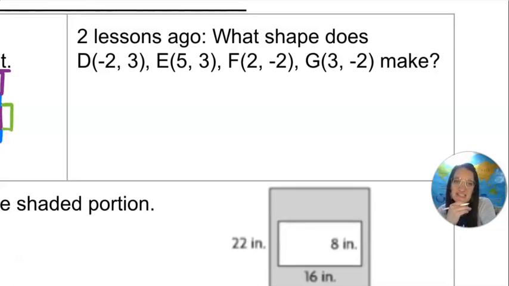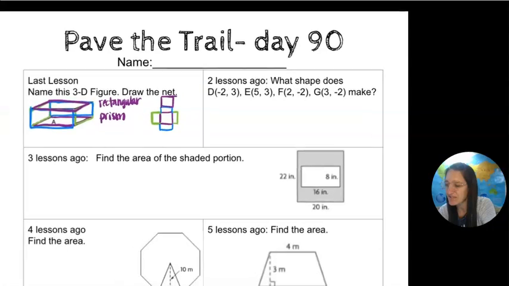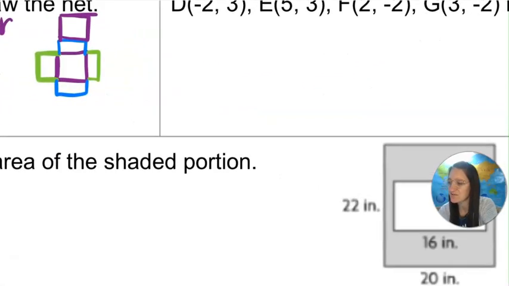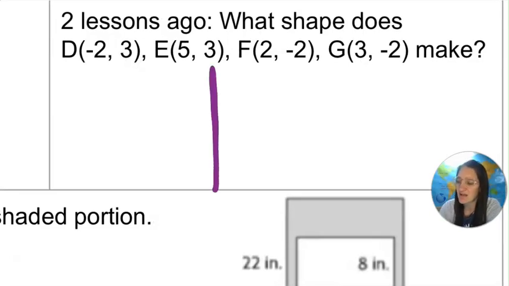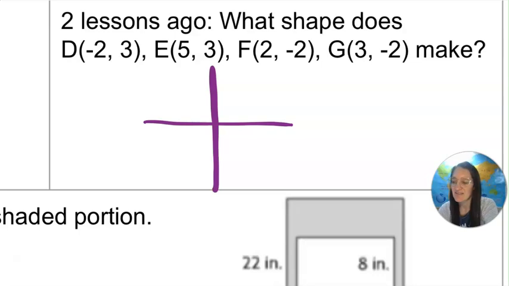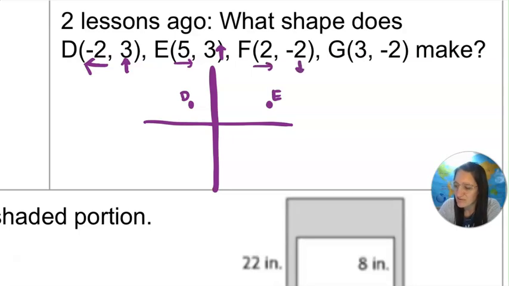All right, let's go back to our last chapter. What shape do (-2, 3), (5, 3), (2, -2), (-3, -2) make? Remember what I do anytime I have coordinate ordered pairs? Create a handy dandy coordinate plane. D is (-2, 3), so I'm going to go over -2, up 3, and label that D. E is over 5, up 3. I'm going to say that's E. F is over 2, down 2.